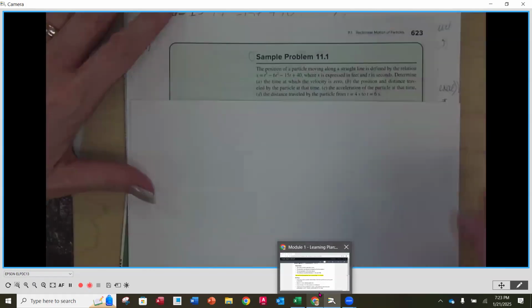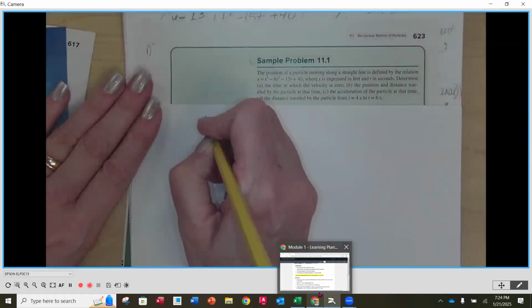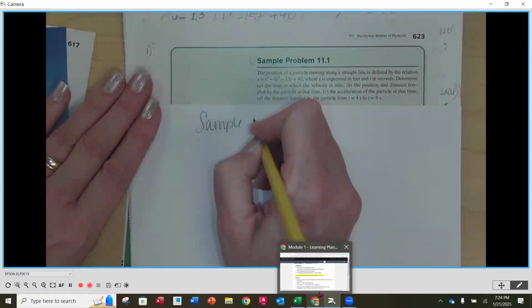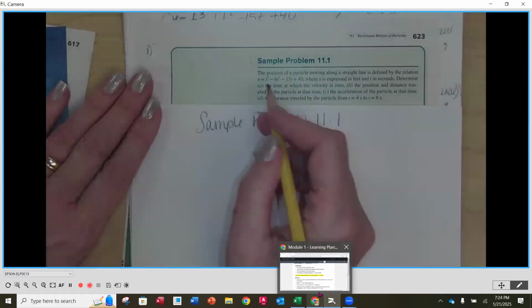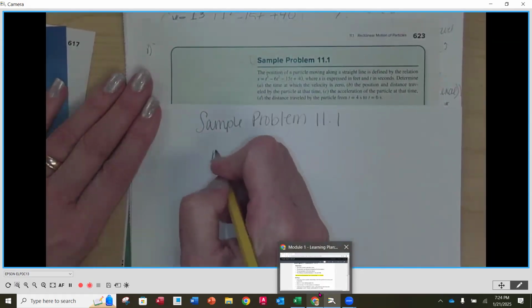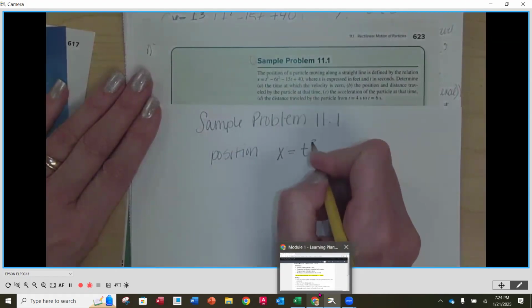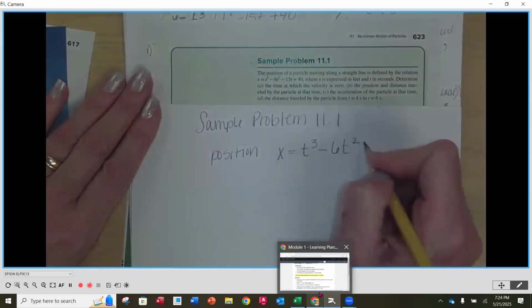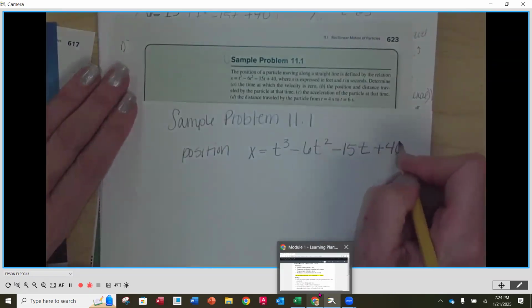Now, as we work these sample problems, there is going to be manual work alongside, okay? It's not just going to be, fully all the time, just an Excel spreadsheet, okay? So this is going to be sample problem 11.1. And we're given, I'm going to write down that equation for position. We're given x is equal to t cubed minus 6t squared minus 15t plus 40. Okay.